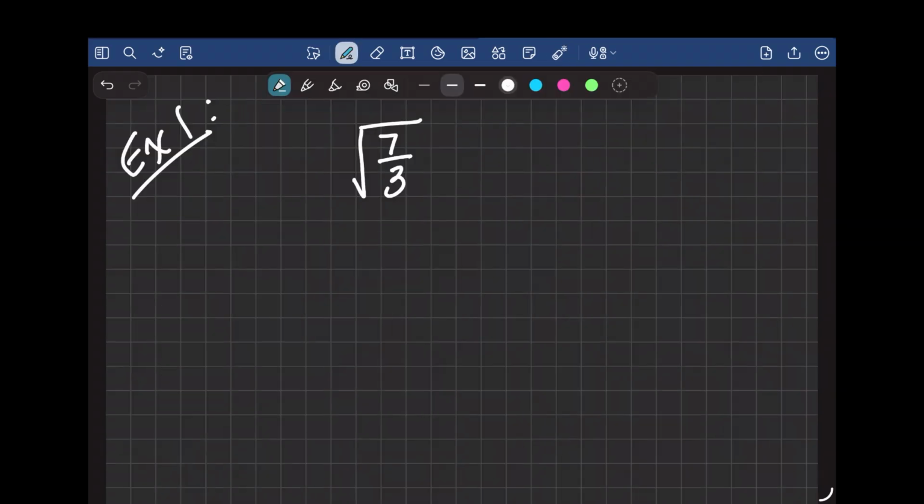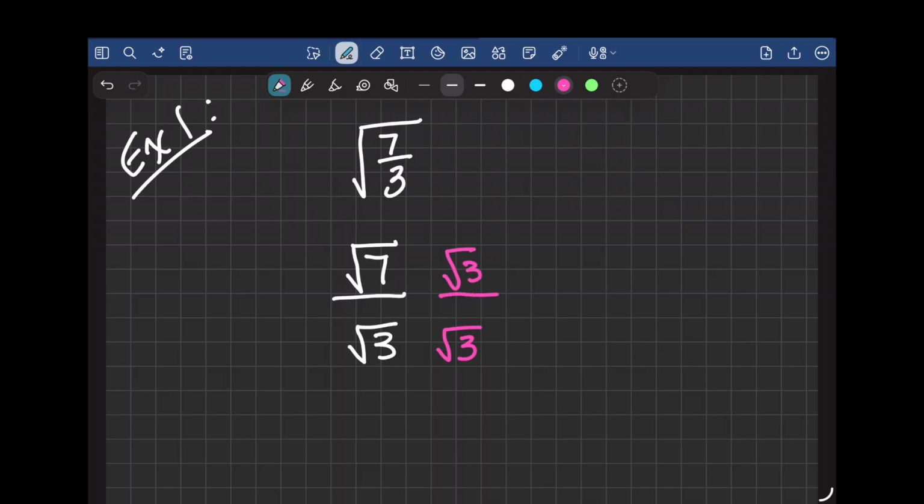All right, looking at example 1, I see that we have the fraction 7 over 3, which cannot be reduced. So we're going to jump straight into step 2, and that is to apply the root symbol to both the top and the bottom. From here, we're going to rationalize the denominator, and we do that by multiplying by whatever my bottom square root number is. So if I have the square root of 3 here, I'm going to multiply that to the top and bottom.